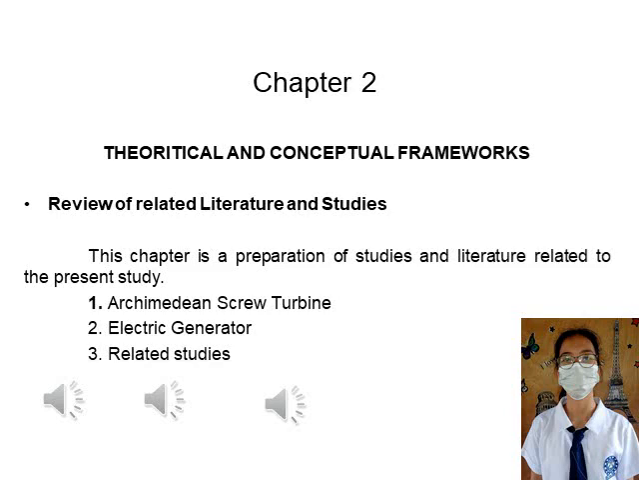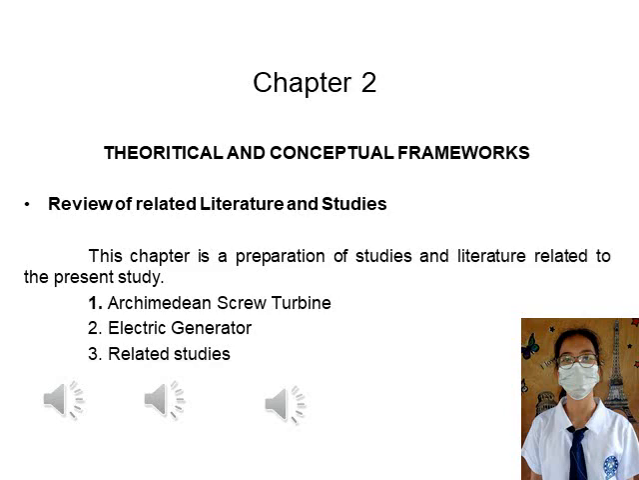Number 1. Archimedean screw turbine. According to Renewable First, as the name suggests, the Archimedean screw turbine came from the acknowledged inventor of the screw, which is Archimedes, back in 250 BC. Historically, they were used in irrigation to lift water to a higher level and were generally powered by oxen, or even humans in smaller versions.